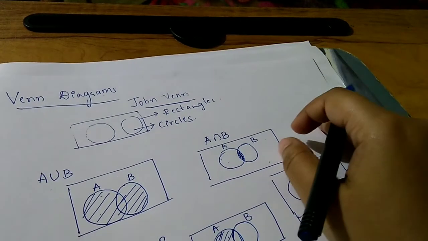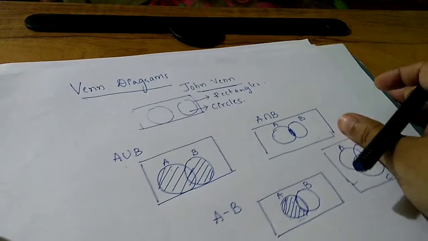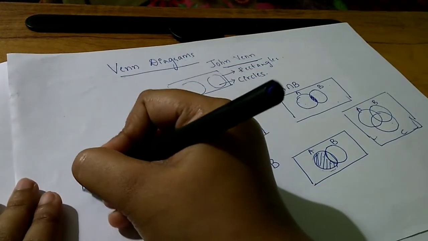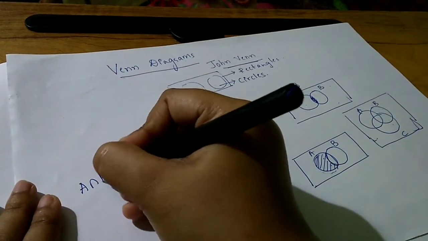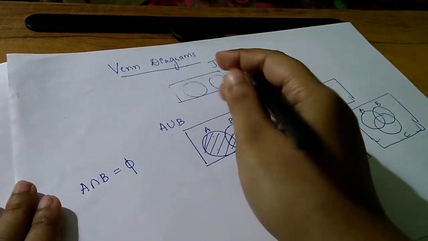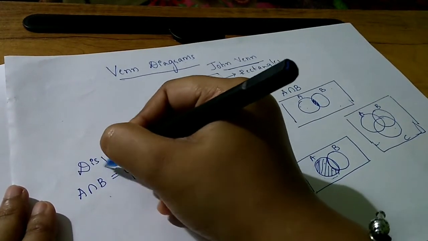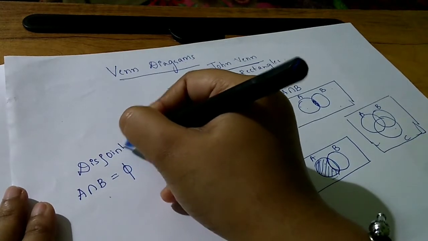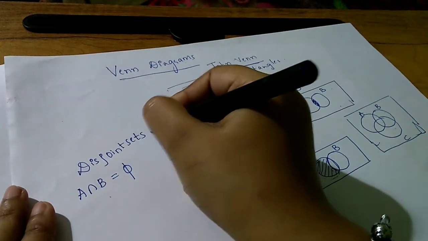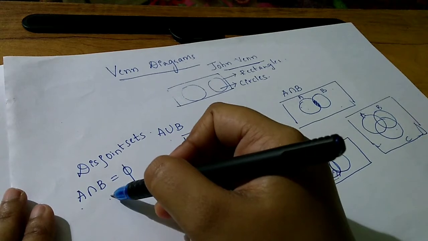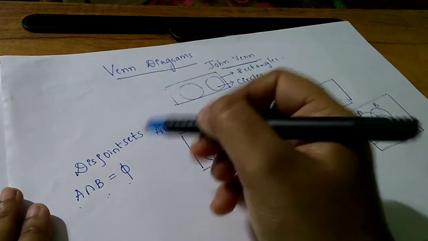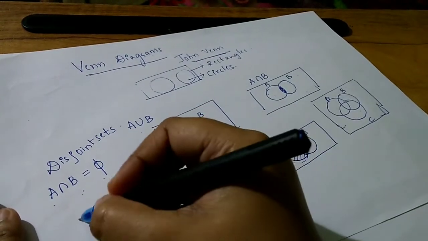Suppose A and B are not having any common elements, A intersection B is equal to what? Null set. They don't have any common elements. Such sets are called as what? Disjoint sets. If there exists no common element in A intersection B, such sets are called disjoint sets.